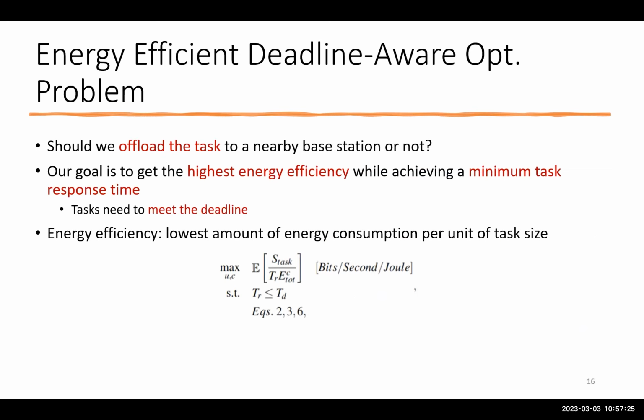So the question is, where is the trade-off between that energy consumption and the latency provided? Should we, again, offload the task to a nearby base station? We answered this question in this paper, and our goal was to get the highest energy efficiency while providing the minimum task response time, while meeting the deadline. You may ask, what is the definition of energy efficiency? By energy efficiency, we mean the lowest amount of energy consumption per unit of task size, the lowest amount of energy we consume to compute a specific task.